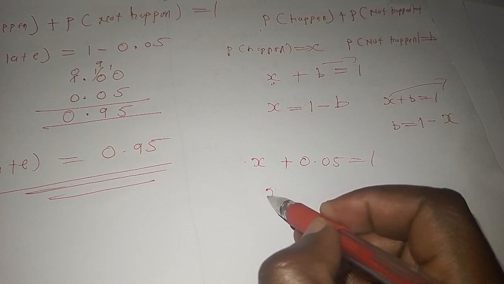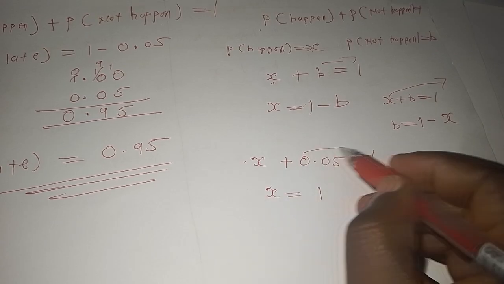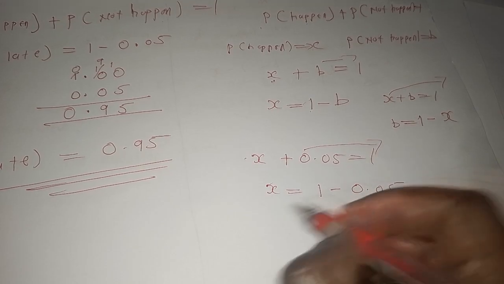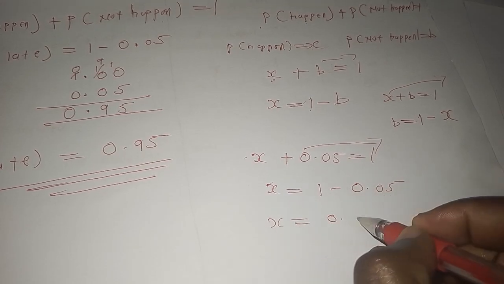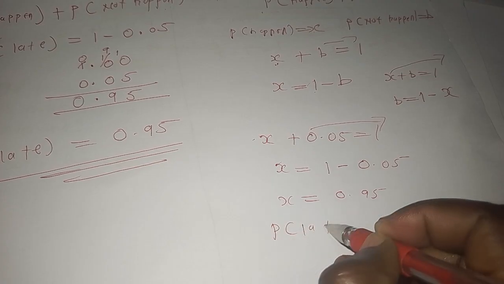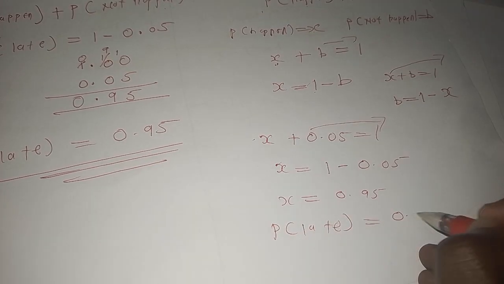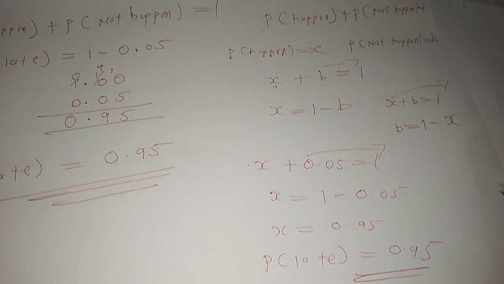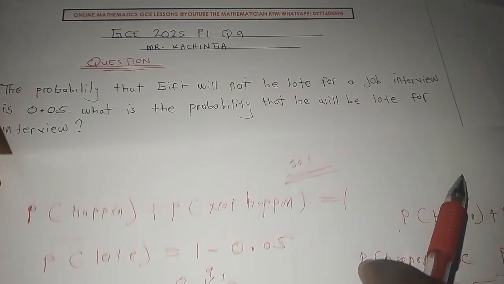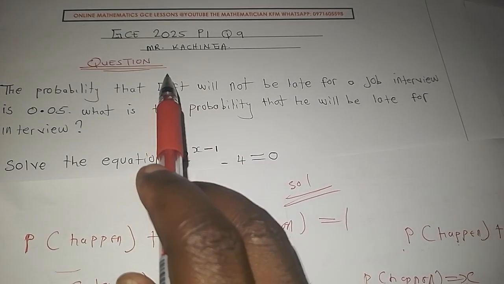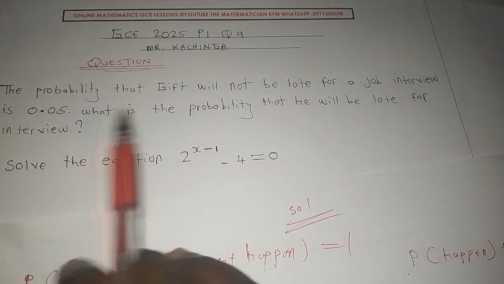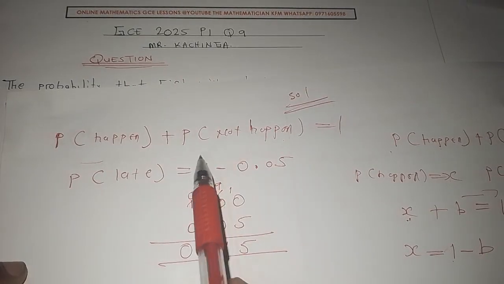So to find x, x equals 1, and this should go to the other side, it will be minus 0.05. Then our x will be 0.95. But we don't want x, we want the probability of him not being late, which is 0.95. So basically, this is the idea why we subtract in such questions given by the Examination Council of Zambia. We always subtract from 1, just like here.